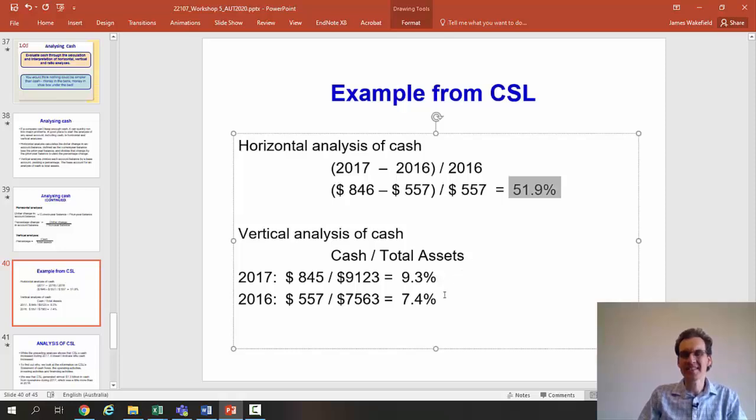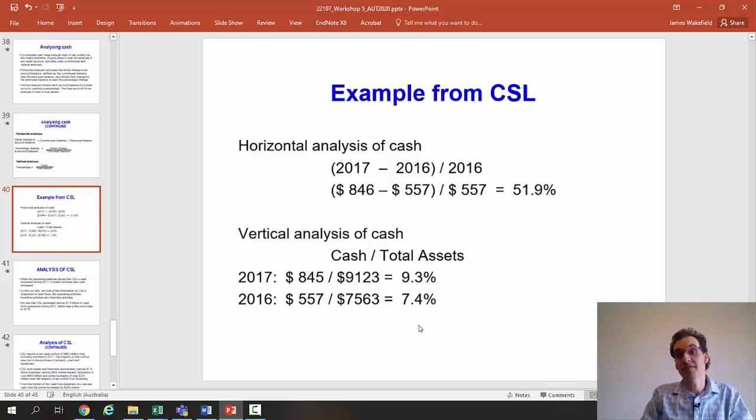We can also see similarly that the proportion of cash to total assets increased from 2016 to 2017 as part of the vertical analysis. So there's a proportion for 2016, 7.4%. And there's a proportion for 2017, 9.3%. So my question to you right now is this good that they've increased their cash balance by so much over this 12-month period? Well, the answer to the question that I've just asked you will depend on your perspective.